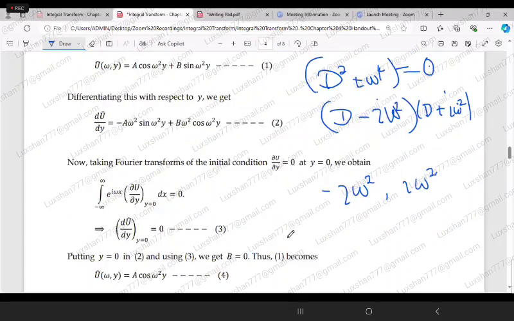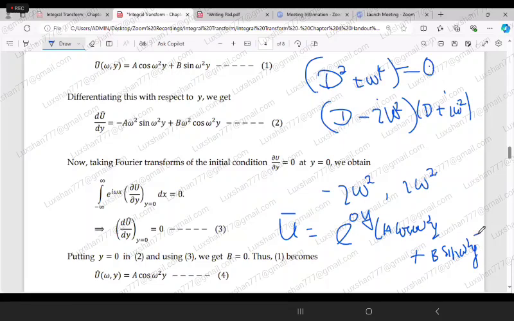Therefore, we know that the complementary function is u bar equal to e to the power alpha y, alpha is 0, no? So e to the power 0y, into (A cos omega squared y plus B sin omega squared y). So that is why we are having this here. Okay, here minus is there, no? So here we have minus.